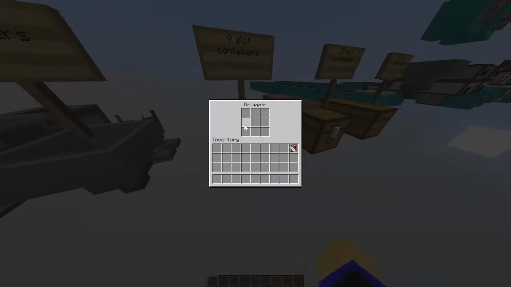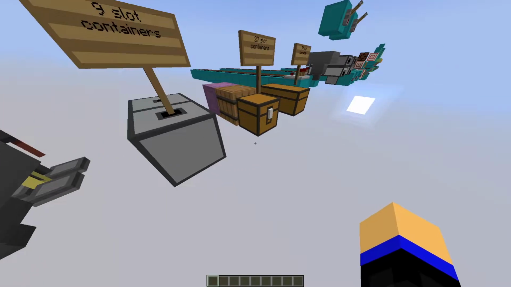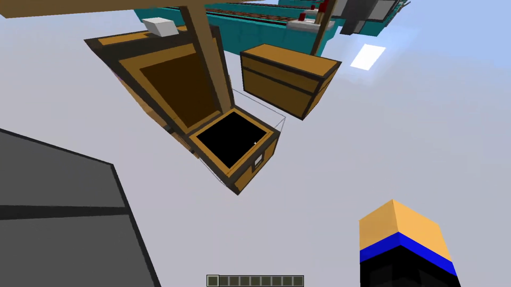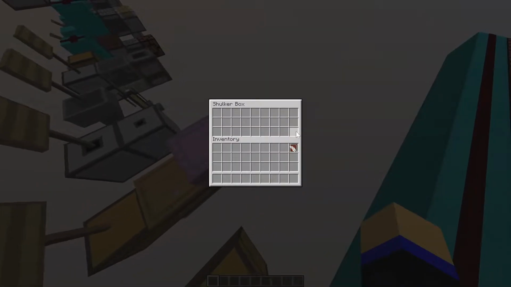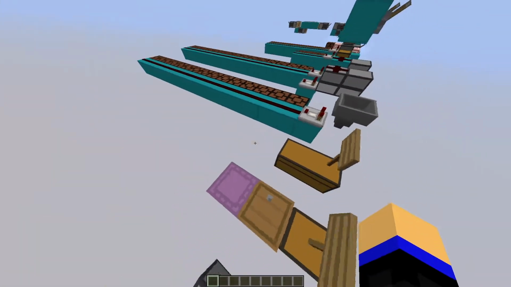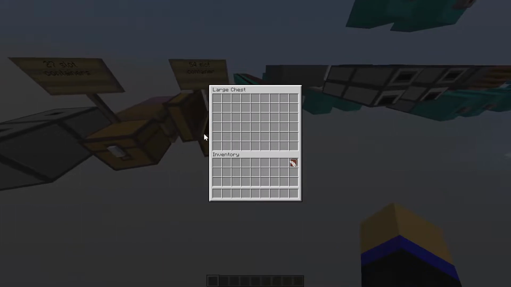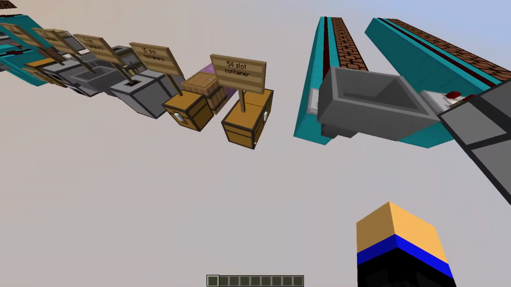For droppers and dispensers, you have already seen them. They have 9 slots. Chests would be 27. This also includes barrels, which are basically like a solid block of chests, and shulker boxes, also 27 slots. And double chests, obviously 54 slots, 27 times 2 basically.